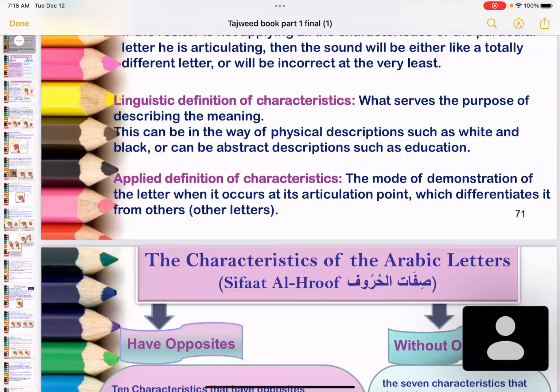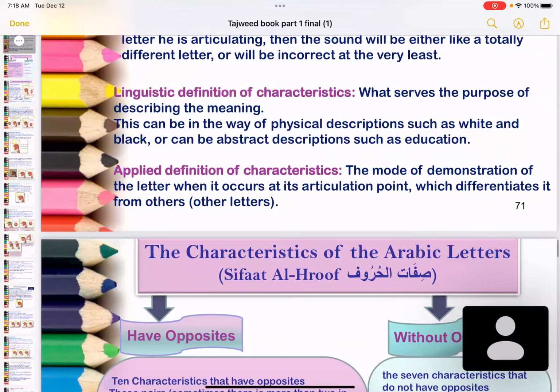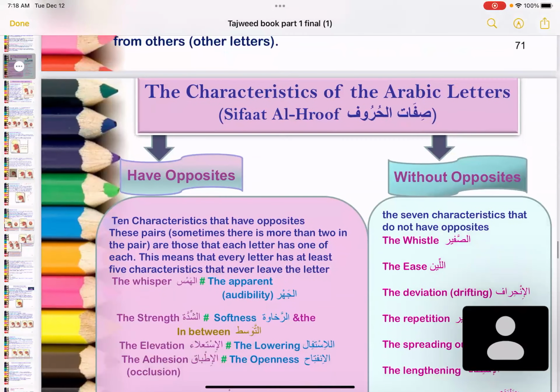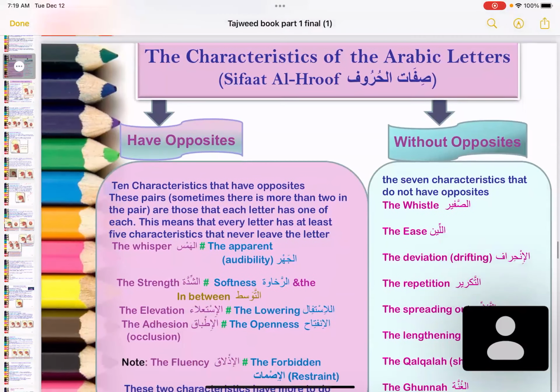So, when you apply all the rules, when you get the sound right from its makharij, and when you know the sifa of the letter, then you will be able to apply it in your recitation. Okay, let's look at how, in this qira, the scholars, the qaris, have separated the sifat into two categories: those that have opposites and those that do not have opposites.